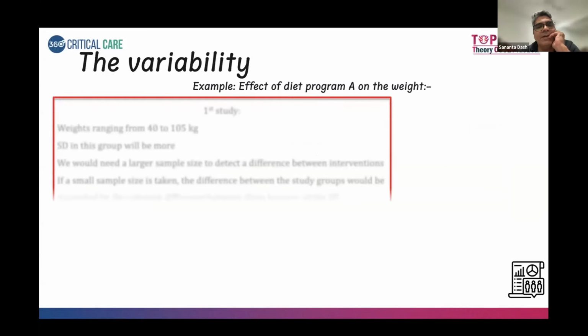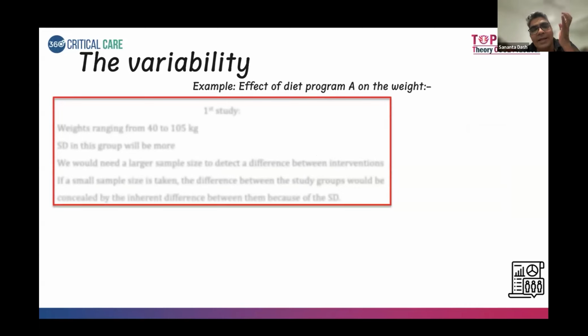An example of variability. Let's take this example where we are looking at a diet program, suppose we call that program A, on the weight of the patient. We found that the weight ranges from 40 to 100. We're talking about the sample size, the starting of the trial. We haven't looked at the effect of the drug. So we are looking at a population which has a very wide variation of weight from 40 to 105 kilos, which is pretty big.